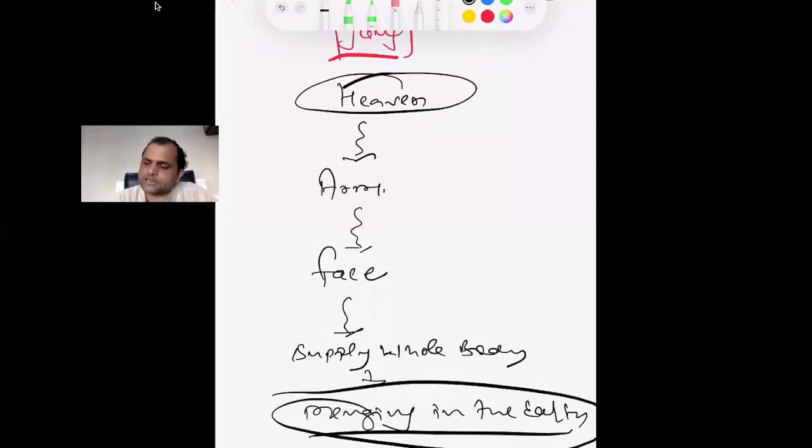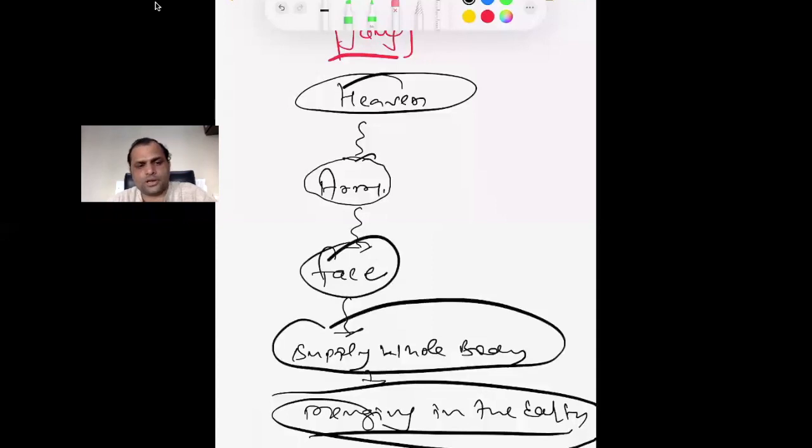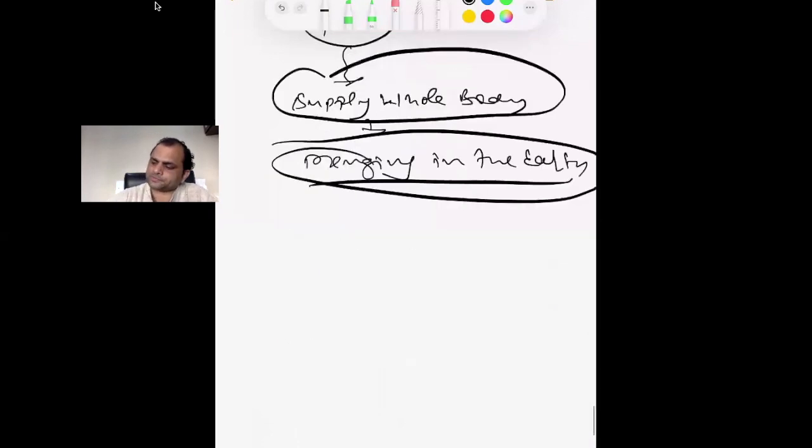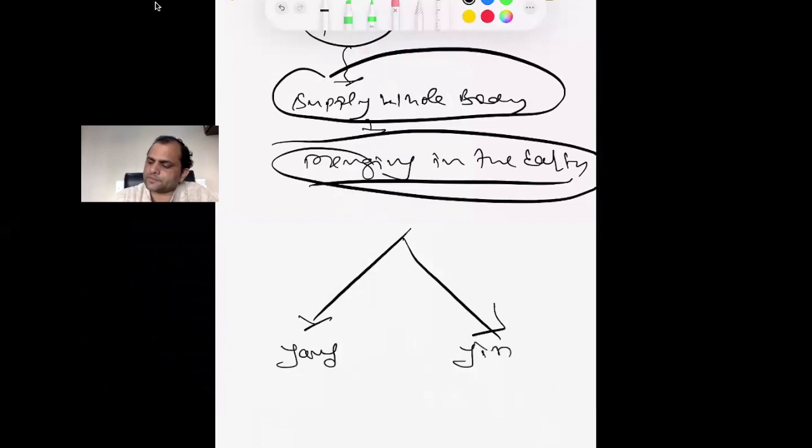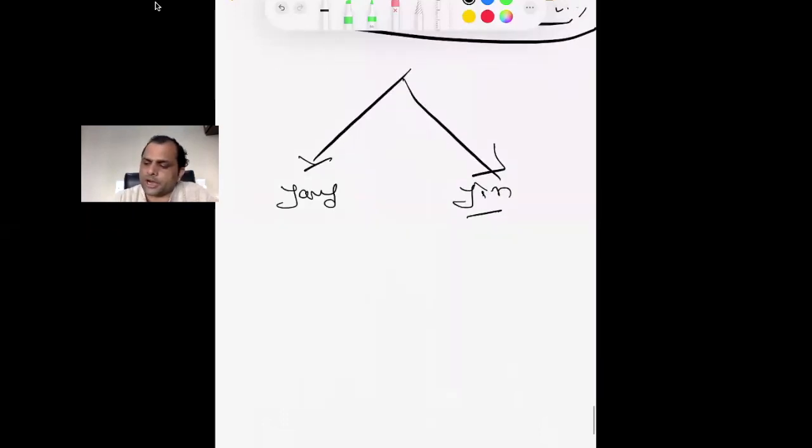So whenever yang energies enter the body, first they come in the arms, then in the face, then supply the whole body. So let's see what yang energy is in our body. As per our yesterday's discussion, we discussed yang and yin. The meaning of yang is doing. And the meaning of yin is undo.